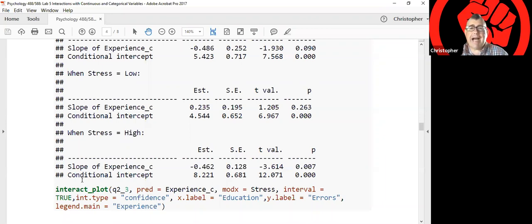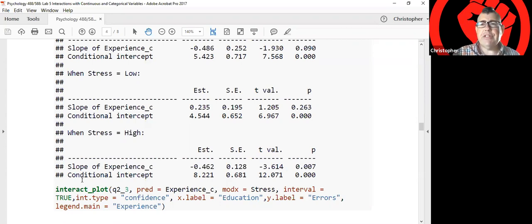We can see when stress is high, experience is related to fewer errors. And I get that from the significant result, the P of 0.007, and the estimate, negative 0.46. So we know there's a negative relationship between experience and errors under conditions of high stress, suggesting that, or at least for the people in this study, that experience led people to be able to work better under high stress conditions.